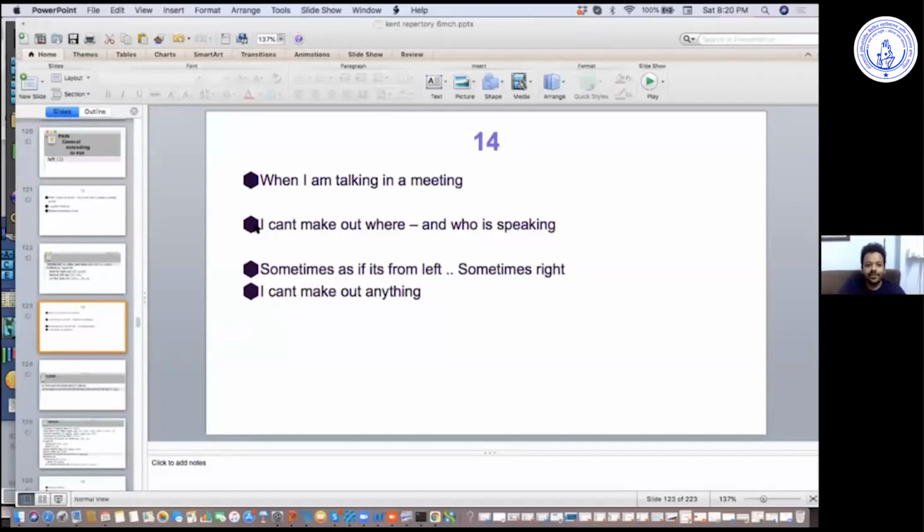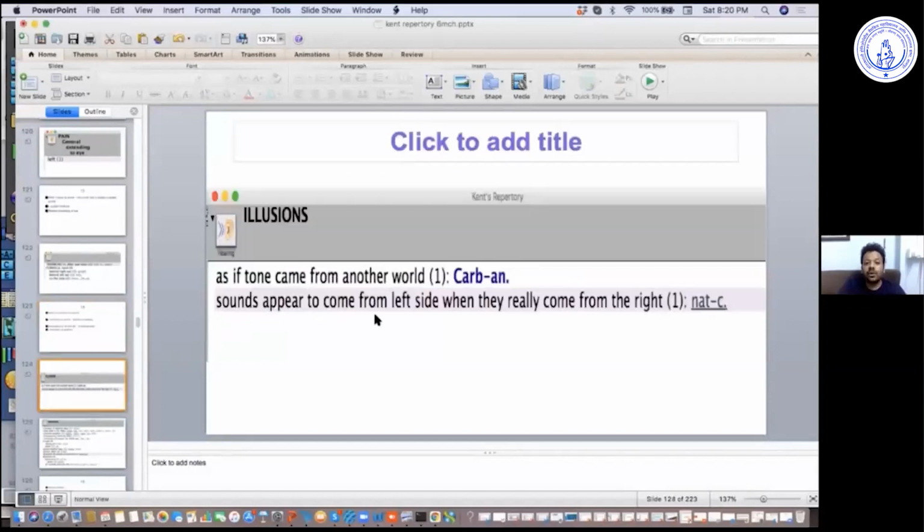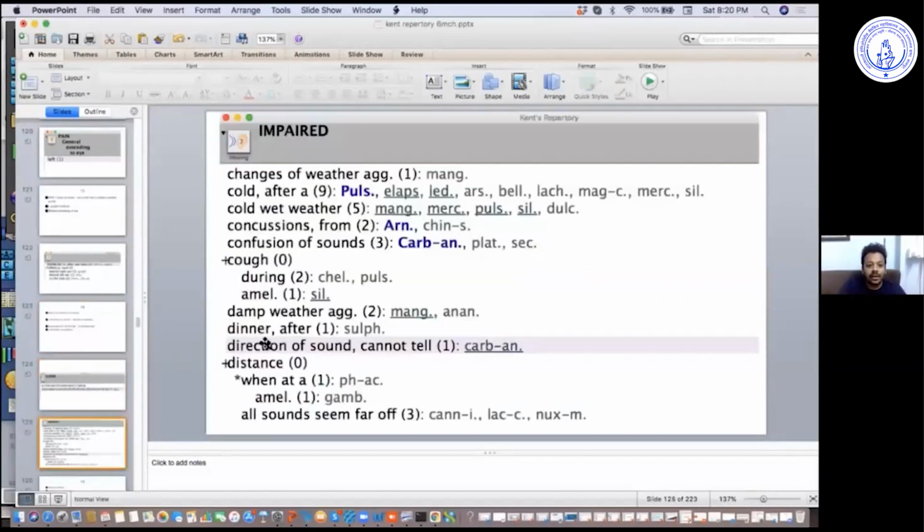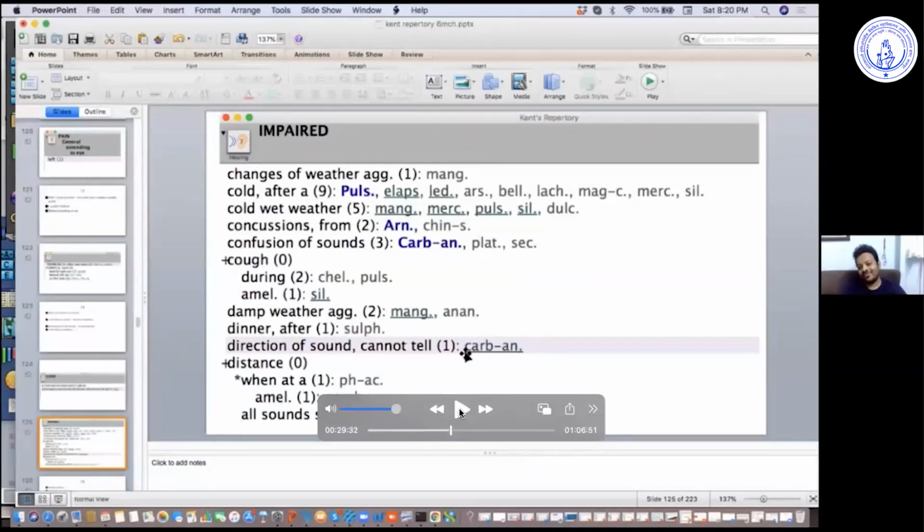So what is the rubric? Yes, hearing illusion. Sound appears to come from left side when it appears from right. Another rubric very close: hearing impaired, direction of sound cannot tell. Very close rubrics. Yes, Dr. Suvarna, you were right. Look. Interesting, no?